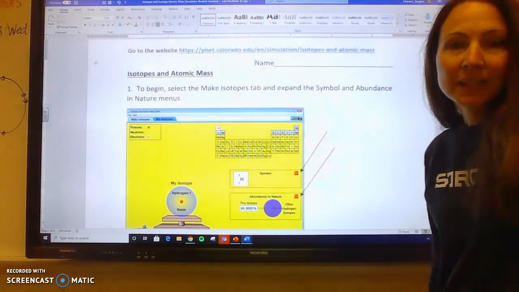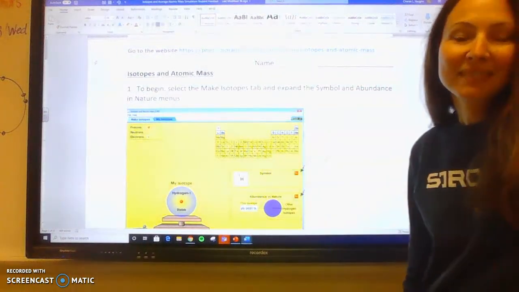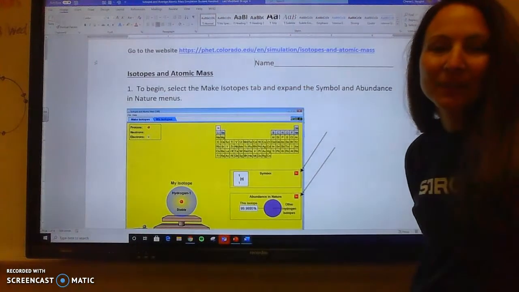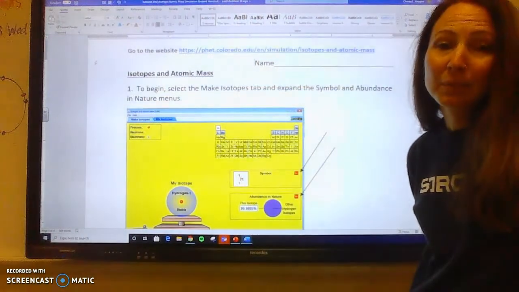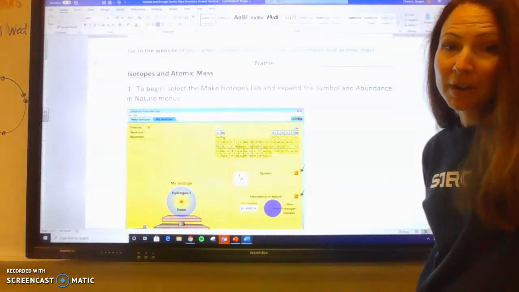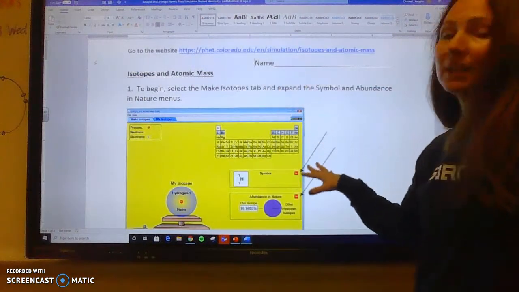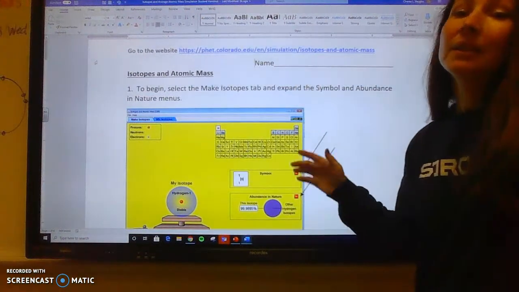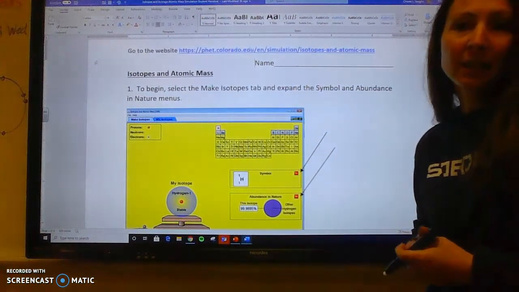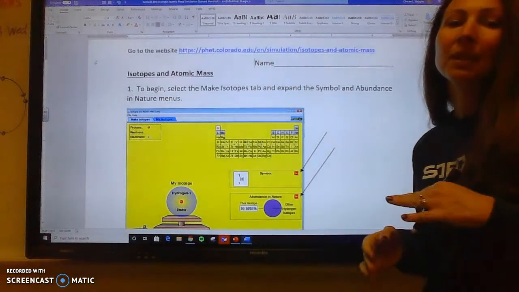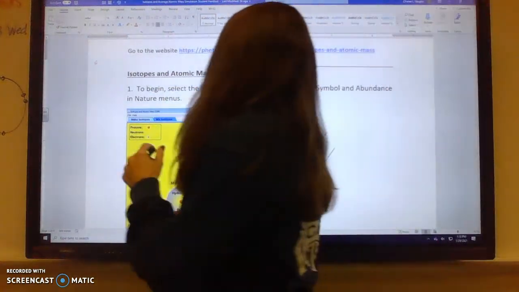Hey guys, so today I had given you, as far as your classwork, a simulation through the PhET program, and it has to do with isotopes and atomic mass. So this is the handout that you guys got. It's pretty straightforward, just like the build an atom simulation, but there's a couple of things that I want to bring your attention to.